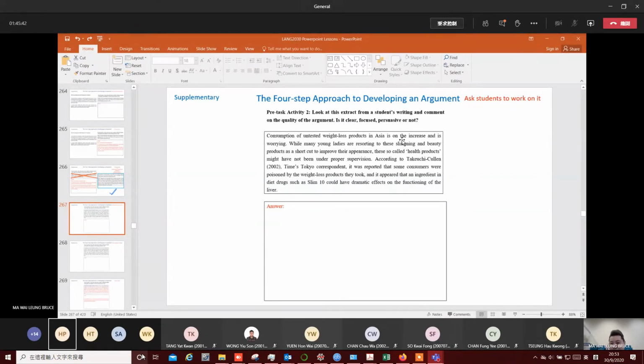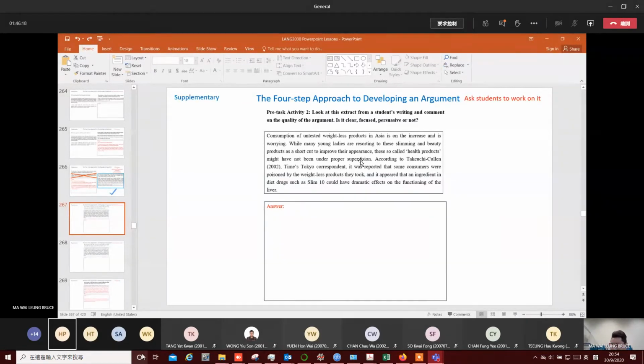Increase, on the increase. Can you give me more information? Varying. Can you tell me why it's varying? Can we see this too in the elaboration? Yes, many young ladies are resorting to these slimming products. Many, right? So at least I think this is corresponding to increase. Why is this varying? This is varying because these so-called health products are not under proper supervision. They are not under supervision by the government, by the health department. That's why this is varying. See, this is the elaboration, explanation of the controlling idea in the topic sentence.